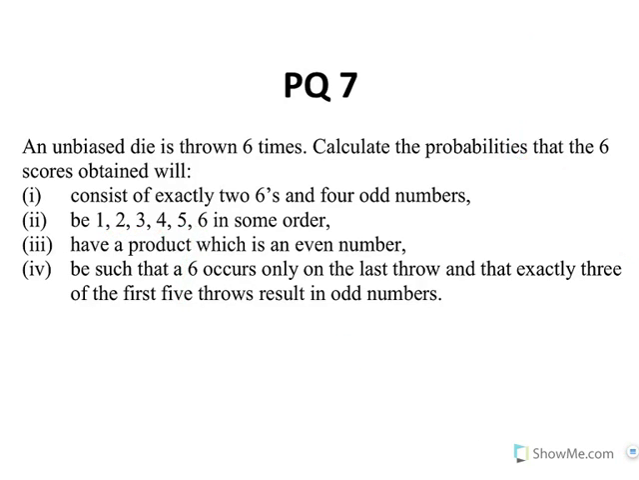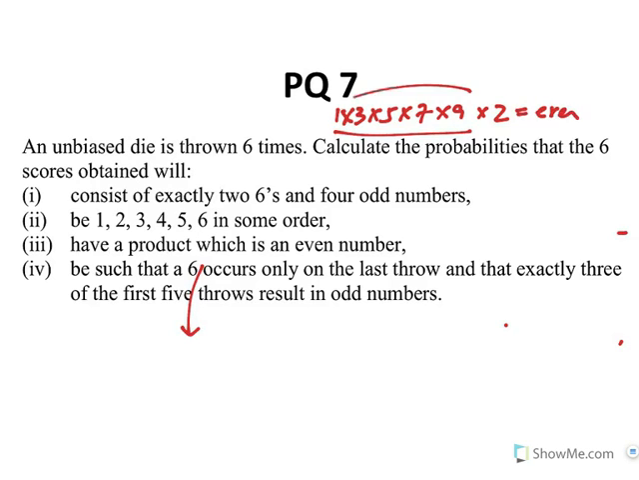And part 3, it has a product which is an even number, right? So if I want a product which is an even number, the key thing is for these 6 scores to have a product which is even. As long as one of the numbers is even, no matter if the others are odd. For example, if I give you 1 times 3 times 5 times 7 times 9, all I need to do is multiply by at least one even number, and this will be an even number because it's a multiple of 2.